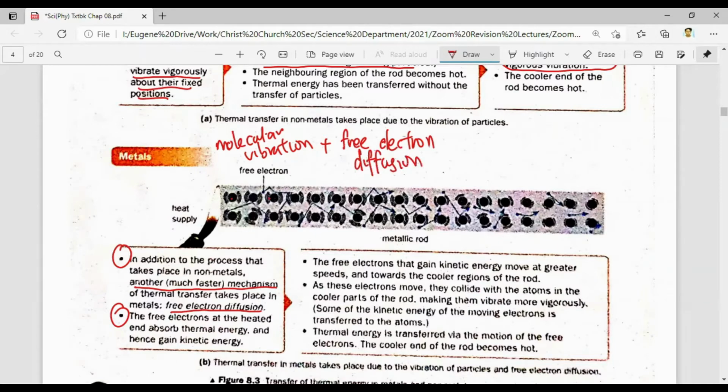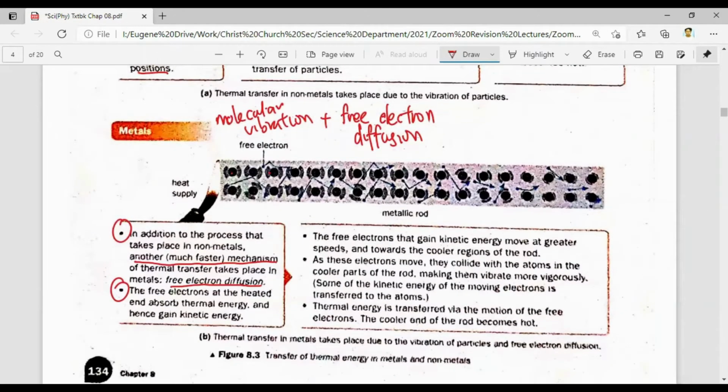Okay, so you can read up here. The general idea is that when you heat up, it's not only about the particles gaining heat and moving faster, but the free electrons will also gain kinetic energy. And because they move faster, they're able to go from one end to the other end faster. As they collide into the neighboring electrons and particles, they transfer the kinetic energy to them. This energy causes the particles to vibrate faster, which speeds up the process and makes the heat pass from one end to the other end.